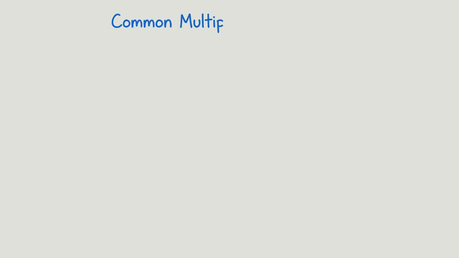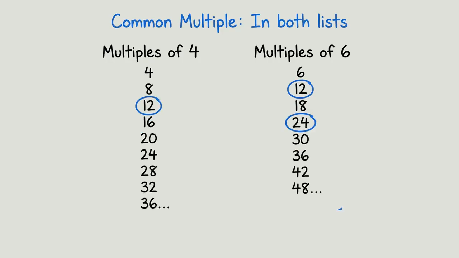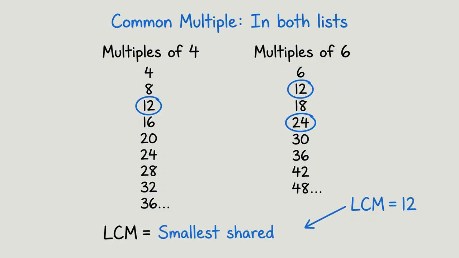A common multiple is a number that appears in both lists. We can see that 12 and 24 appear in both lists. The least common multiple is the smallest shared multiple. Since 12 is the first number both lists have in common, the LCM of 4 and 6 is 12.